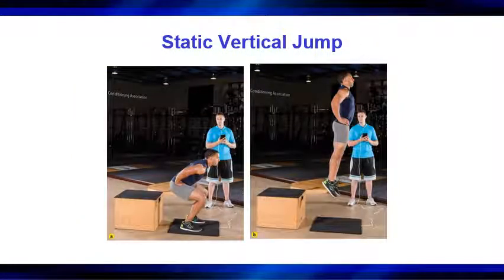This is a static vertical jump using a pad. So these pads work well. The only thing is you have to make sure when they go and do this that they don't cheat. So when they jump, the pad basically times how long they're off the pad for. So the way they can cheat is if they kind of flex their hips and knees to make it seem like they're off the pad longer.